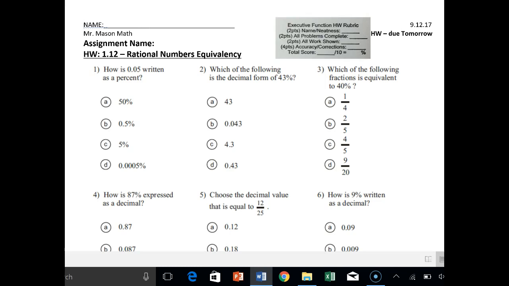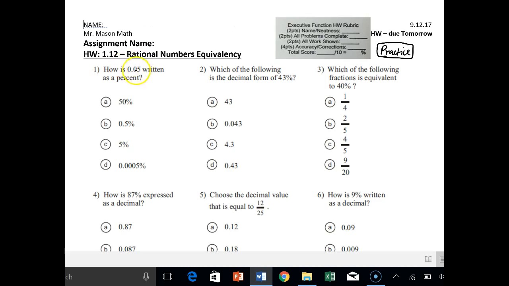This is a practice homework. Sorry, please write that up here in the corner. I forgot to label that. Meaning you're practicing the skills that you've already learned. Now, just because these are multiple choice questions doesn't mean you don't have to show work. In fact, you have to show work on every single problem.